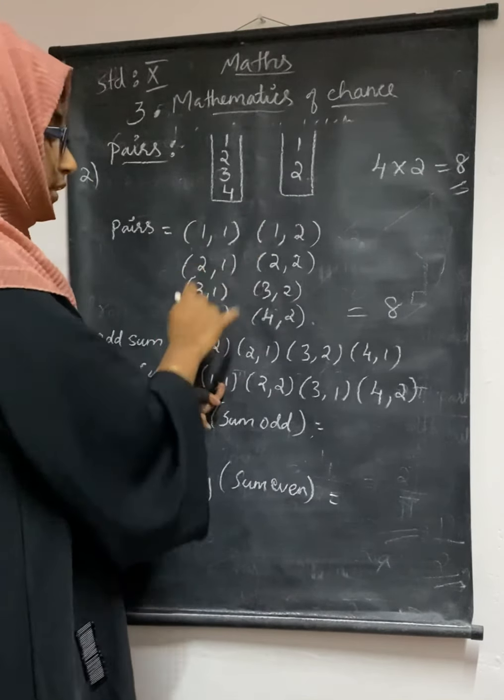In the same way, the probability of the sum being even. Total pairs 8. In that, sum even, how many? 1, 2, 3, 4. So 4 by 8. Same way, you can make it 2 by 4, cancel it, and you will get 1 by 2. So this is the answer.